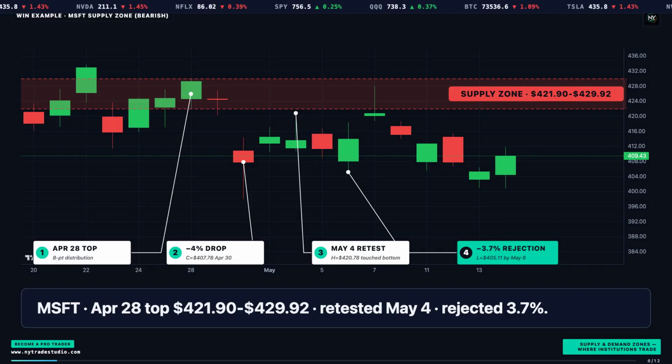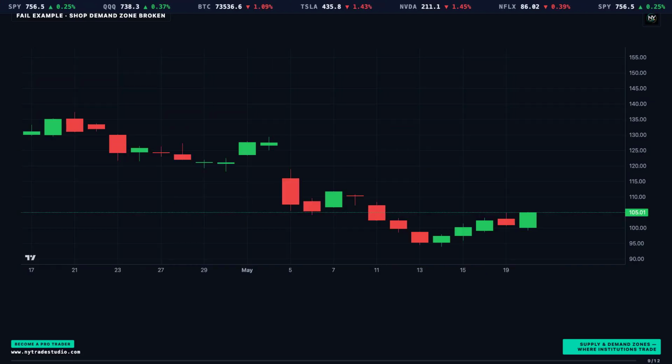Clean defense. The trade plan was the inverse of the demand setup. Short the retest near 420, place your stop above the zone at 431. $11 of risk against $15 of reward. This is the mirror image of the demand setup we just covered.